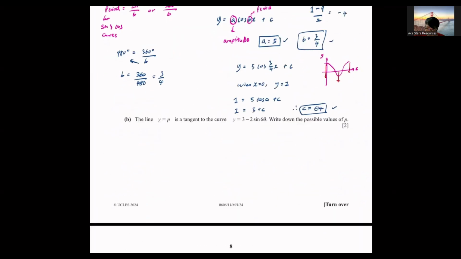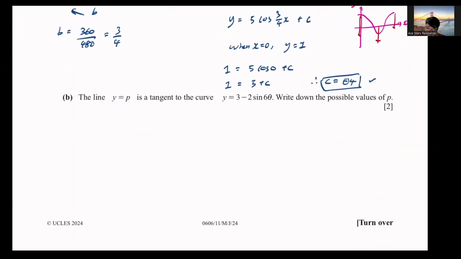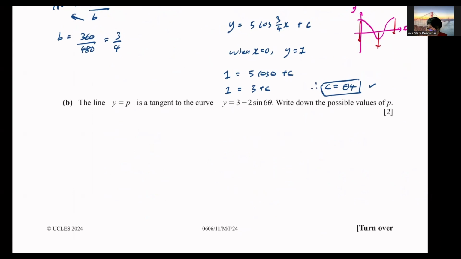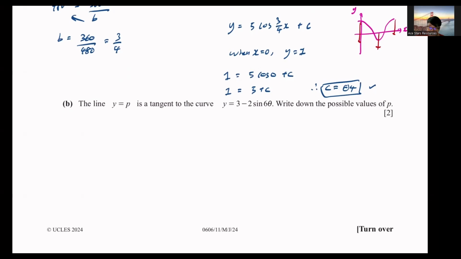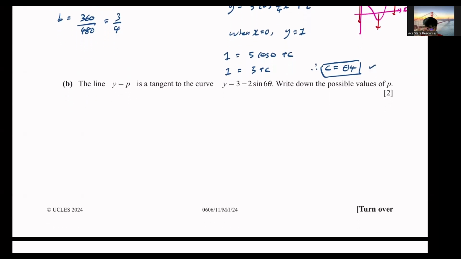Okay, the next one. The line y is equal to p is tangent to the curve y is equal to 3 minus 2 sine 6 theta. Write down the possible values of p. So 6 theta is actually a lot of periods right there. It's tangent to the curve y is equal to 3 minus 2 sine 6 theta. Write down the possible values of p.